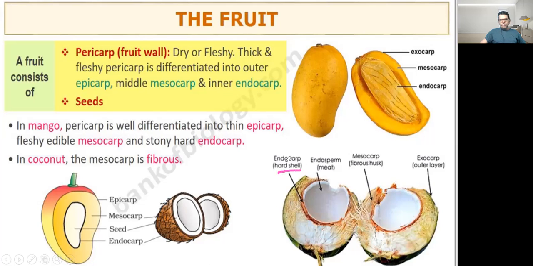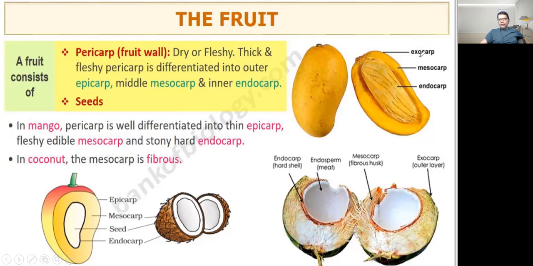Here, the hard shell is the endocarp. The portion which is edible is called endosperm. The fibrous one is the mesocarp, and the outer layer is called exocarp, that is epicarp. So in coconut, the exocarp or epicarp is the outer layer, the fibrous layer is the mesocarp, and the hard shell is the endocarp. The part which we eat is known as endosperm, sometimes also known as meat. In coconut, the mesocarp is fibrous. Mango pericarp is well differentiated into thin epicarp, fleshy mesocarp, and stony, hard endocarp.